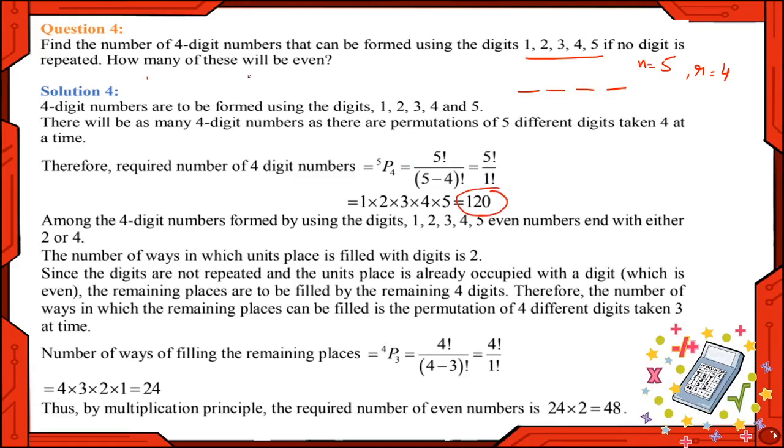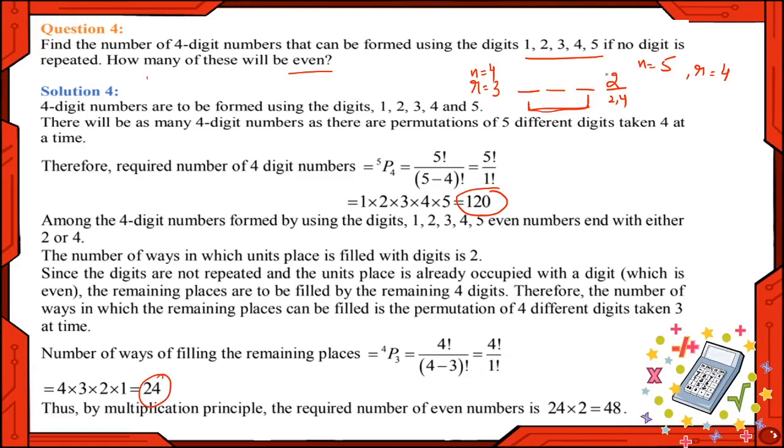Now again we have to tell how many of these will be even. So even numbers are only possible when the unit place is filled with 2 or 4, right? So how many choices are here? 2, right? So now we have to fill these 3 places, and for these 3 places what is n? N is 4 now, because one number we must have taken here at the unit place. Now we are left with 4 numbers, and out of 4 how many do we have to take at a time? 3. So 4P3. So the total number of ways of filling the remaining places is 24.